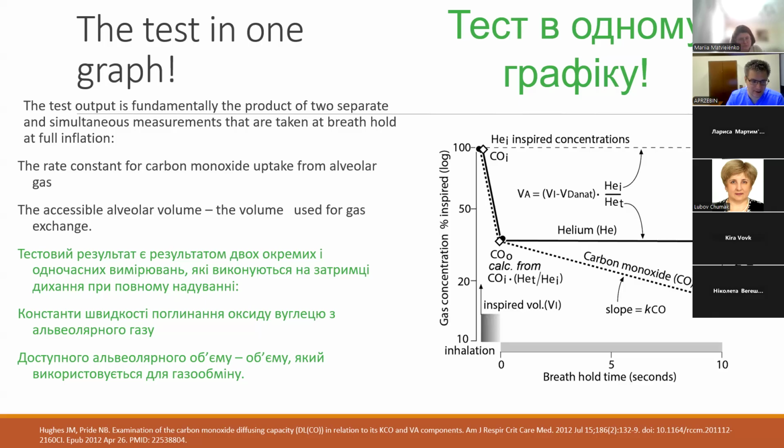So the test measures two things: the rate of carbon monoxide uptake, and that is this dotted line here. And it's calculated from the difference between the initial carbon monoxide and the final carbon monoxide. And then it also measures what's called the accessible alveolar volume, and that's this tracer gas. Whoops, let me go back. This tracer gas here, just by changing in concentration, is used to estimate the accessible alveolar volume.